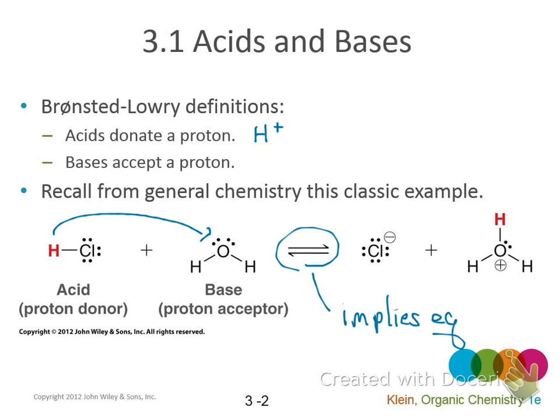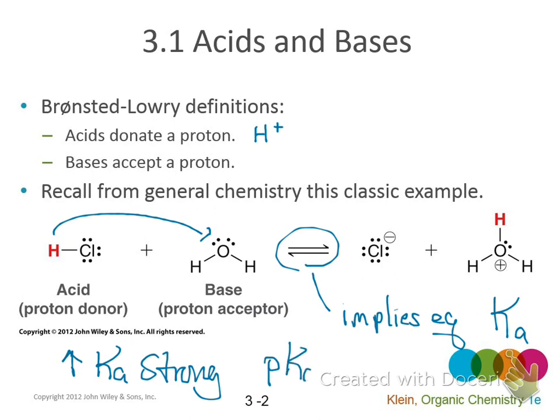And for our equilibrium processes, we can write Kas. Now, for Kas, just a little side note, big Kas are strong or weak? Strong. Do you remember pKas? No. So big Kas are strong. Let me write this little note. And then we have pKa, which is just like pH, negative log of Ka. So because of that negative sign, lower pKas are stronger.